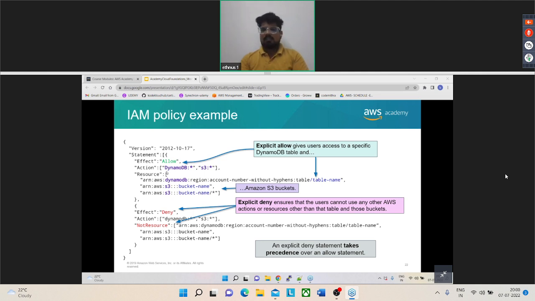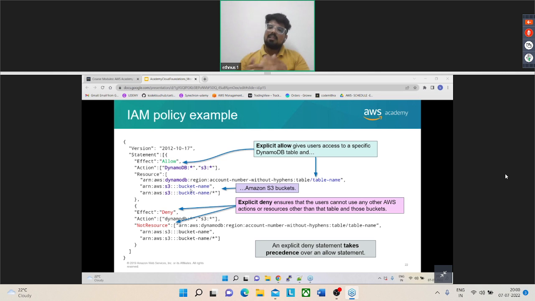So this is the allow policy, where it is allowing all the actions related to these two services, DynamoDB and S3, on specific resources. Table name is the DynamoDB resource, and bucket name and the objects of bucket name are the S3 service resources. So this is your allow policy.